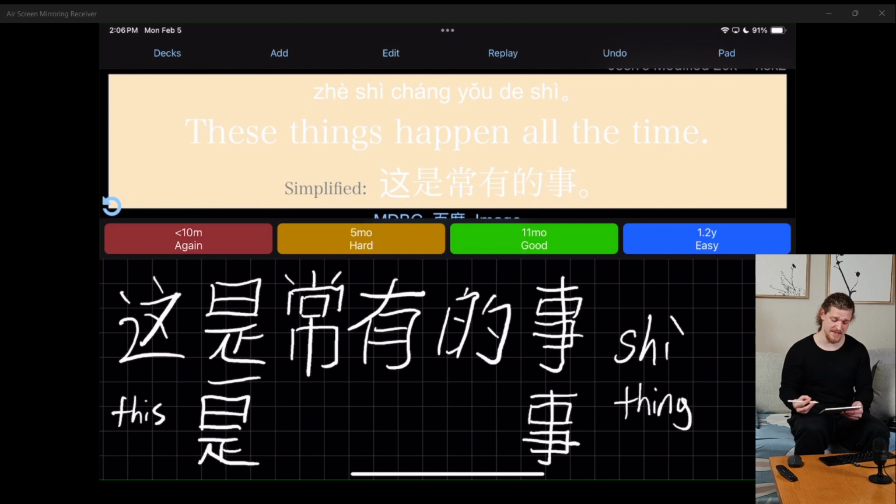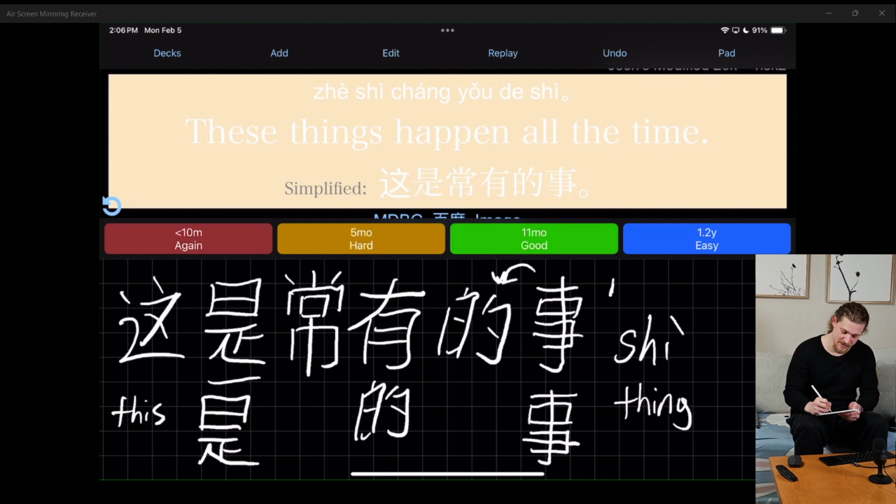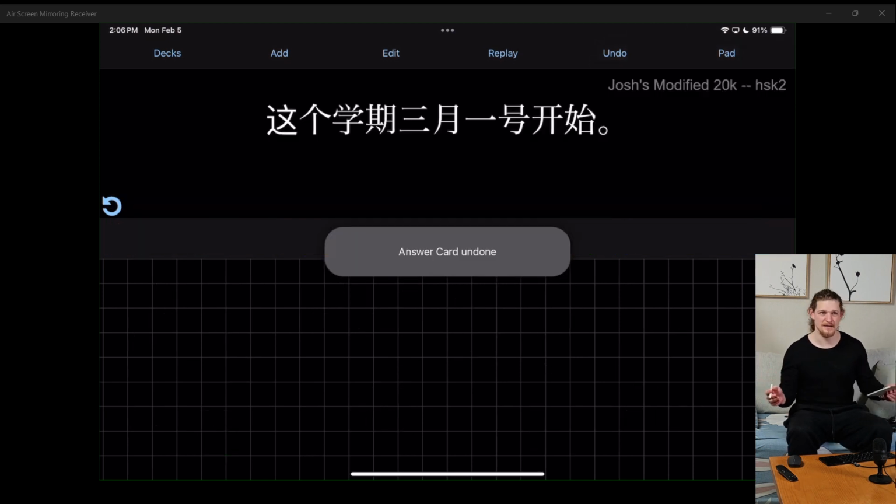A thing which is complex, or a thing that possesses it, right? Because that possessive character, we have that 的 that we use in 我的. Since 的 shows possession, it also shows that one thing in a sentence possesses a certain quality that we're then describing with an adjective, right? So we have 常有的事. So this is a thing which possesses the quality of being 常有, and 常有 is something that happens all the time. So it's a thing that possesses the quality of occurring a lot on a regular basis.